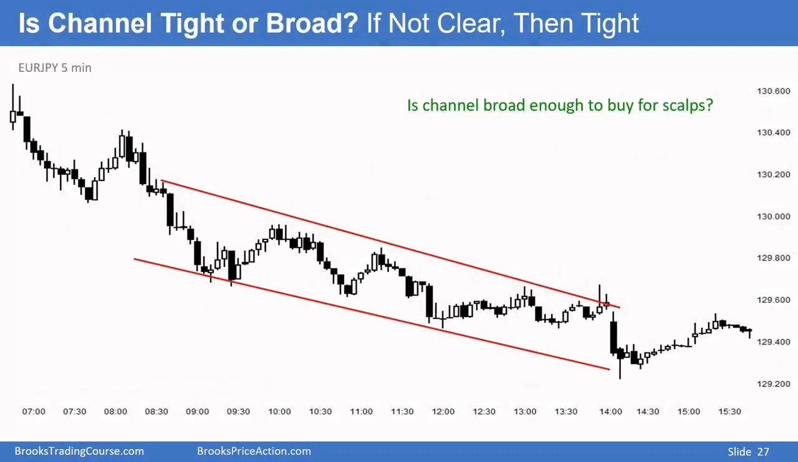Compare that with this. We've got a bear microchannel, a breakout, and then we're starting to get pullbacks here and here. It's a bear channel. Is it broad enough to both buy and sell, or should you only sell? If you cannot decide, then assume that it's too tight to buy and only sell.